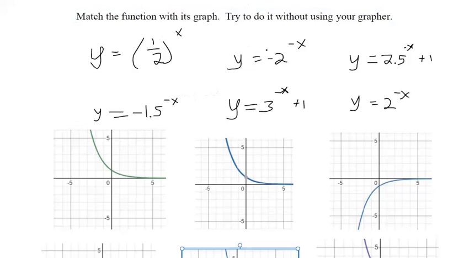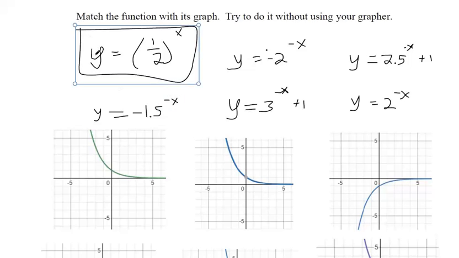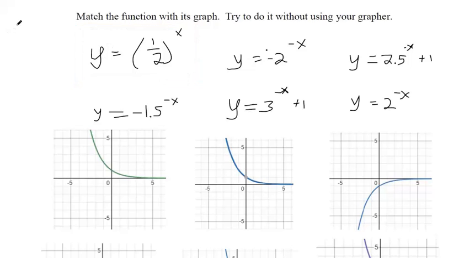So these are all exponential equations, right? The variable is in the exponent position. That's the basic way of telling. One way of graphing these without a graphing calculator is to get an idea of what they're going to look like by plugging in some values.